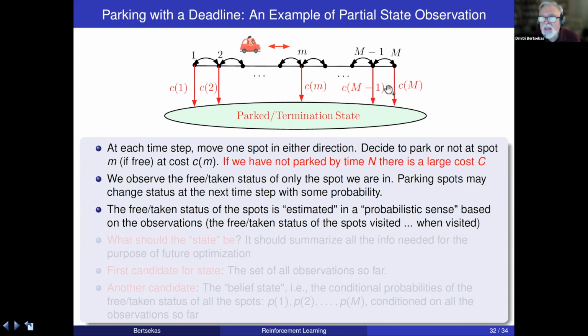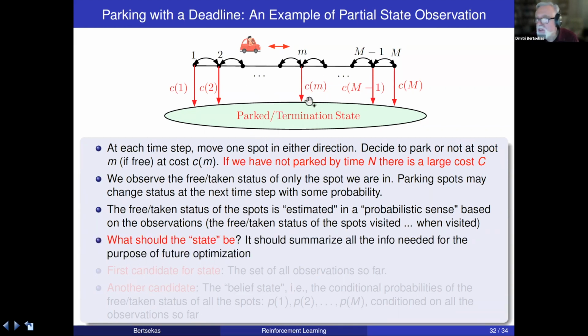So what would make sense here? We can estimate the status of the spots in some probabilistic sense. In other words, we may have a probability distribution of the state of the parking lot, and the probability whether each individual spot is free or taken. And we can update this probability distribution as we collect more information. We visit more spaces and take a measurement of whether they are free or taken.